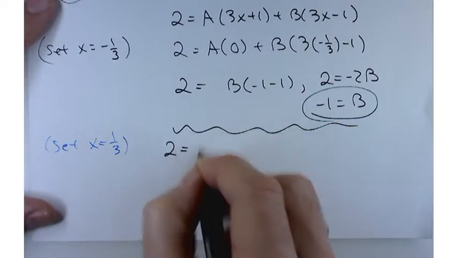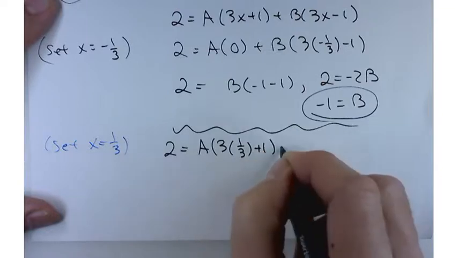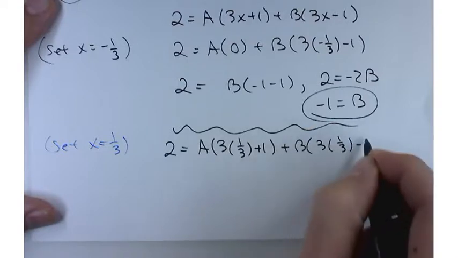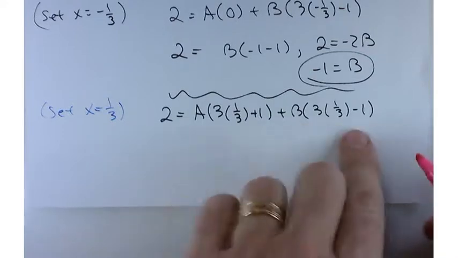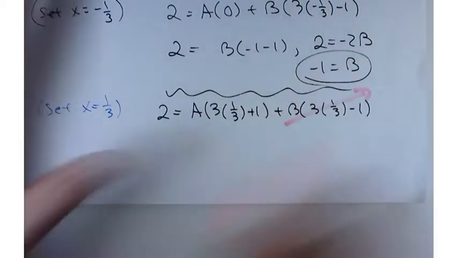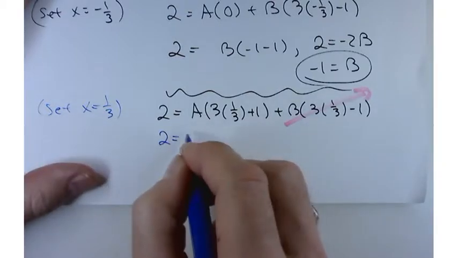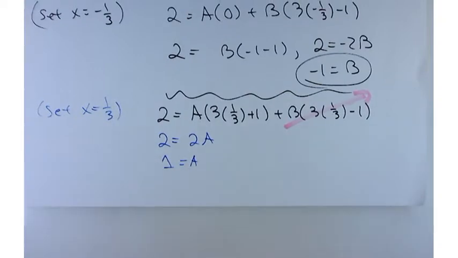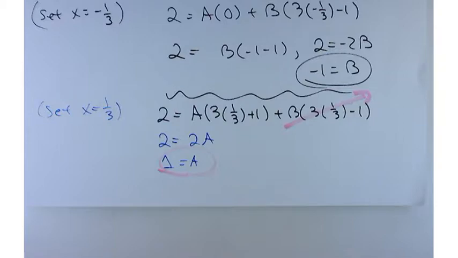So 2 equals A times 3 times 1/3 plus 1. And I know this is going to be 0, but let me at least just put it in so you can see it if you're interested. 3 times 1/3 minus 1 is 0. This whole term disappears. 2 equals 2a, so 1 equals a. So that was the other thing that I needed. I needed A and B.